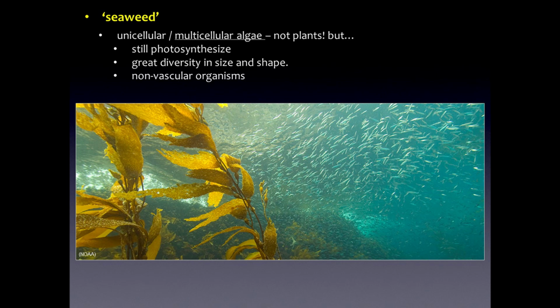They look like plants. Calling them seaweed kind of infers that they're plants, but they're not true plants. But still, they photosynthesize. We see a huge diversity in their size and shape. You can have very small macroscopic algae, and very large ones that reach up to 45 meters in length. The important thing to remember is why are they not a plant? Because they lack vascular tissue.